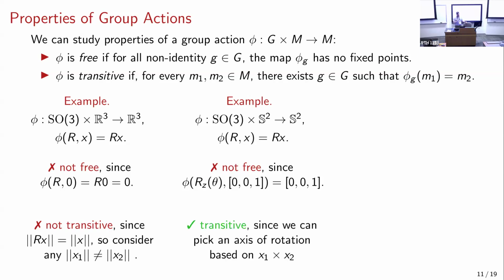Okay. On the other hand, this is a transitive action. And this is not a proof, but the reasoning here is that we can always pick an axis of rotation that will bring some point on the 2-sphere to some other point.